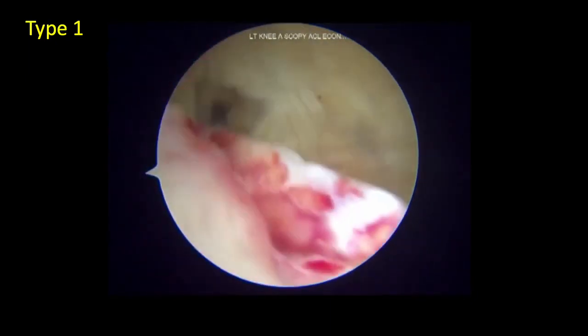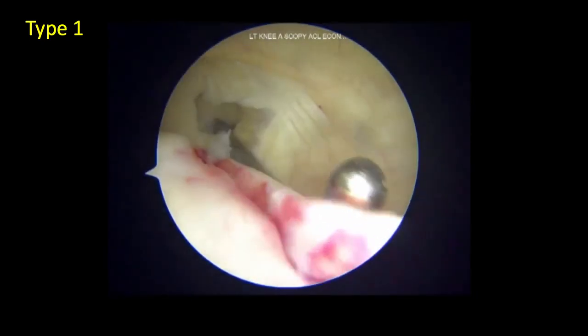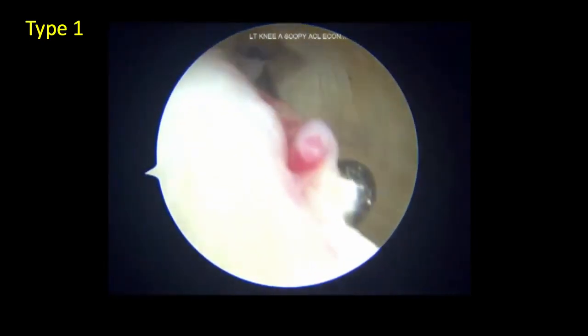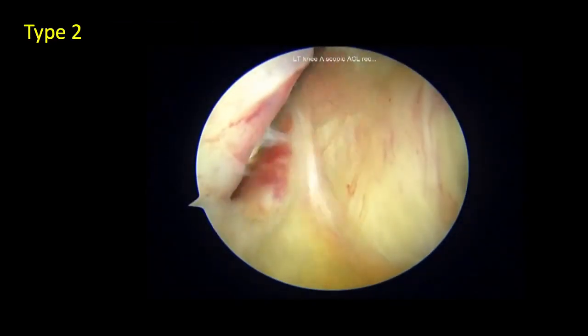Type 1 lesions affect the meniscocapsular structures only, and the probe cannot be passed between the tibial condyle and posterior medial capsule. The edges can be approximated and repaired by conventional technique.